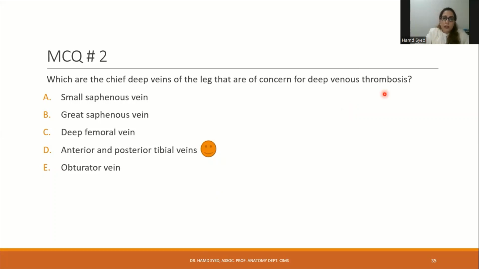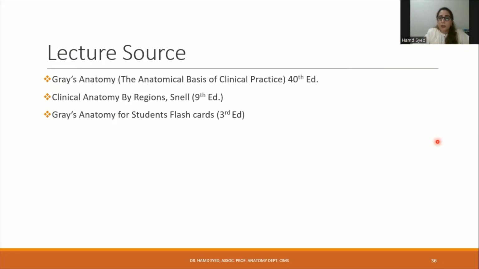So this is today's topic on the popliteal fossa, and I hope this was easy for you to understand. We talked about the important boundaries, the contents, the relations of the contents of this region.